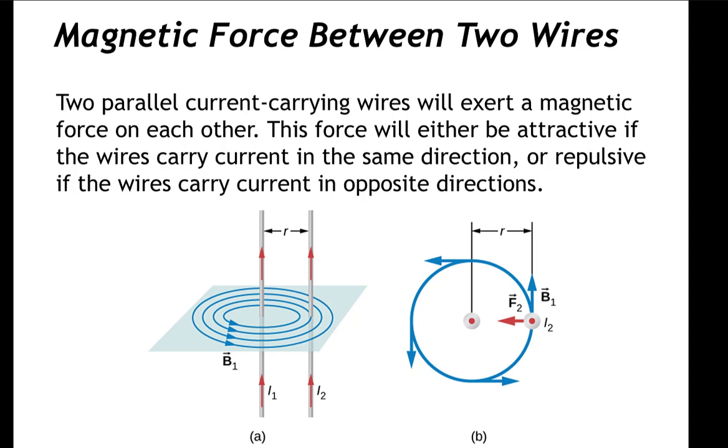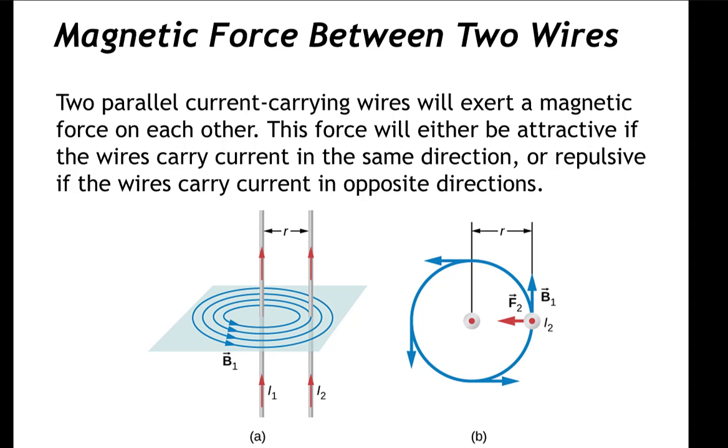Now, the reason for this is the fact that these wires carrying current carry moving charge. And remember, a moving charge generates its own magnetic field. So each of these wires will generate their own magnetic field. And when the two magnetic fields interact, they will interact in such a way as to either exert attractive forces on each other or repulsive forces on each other.